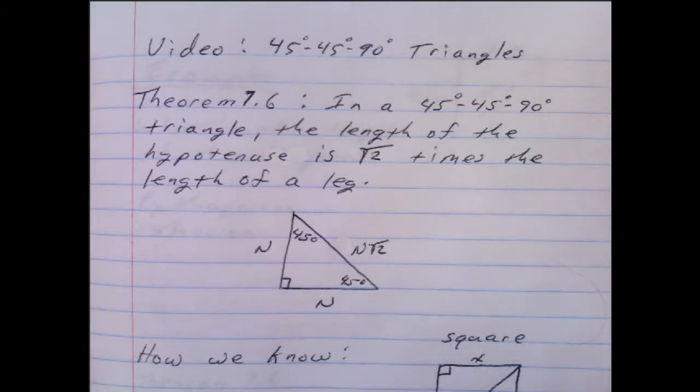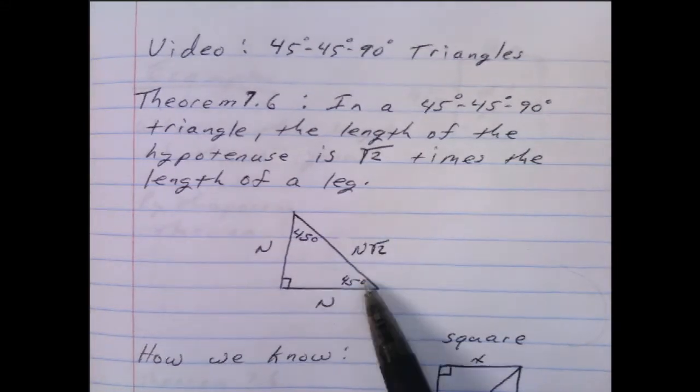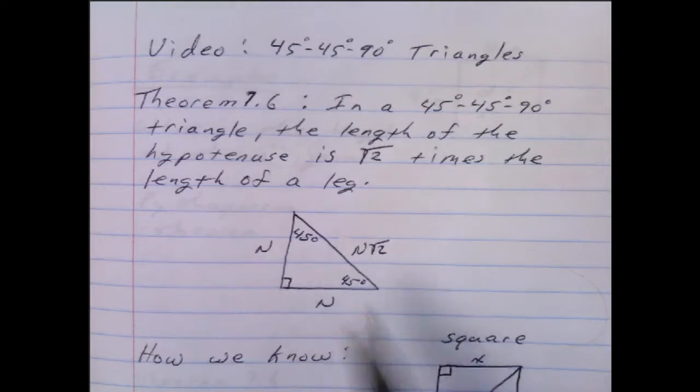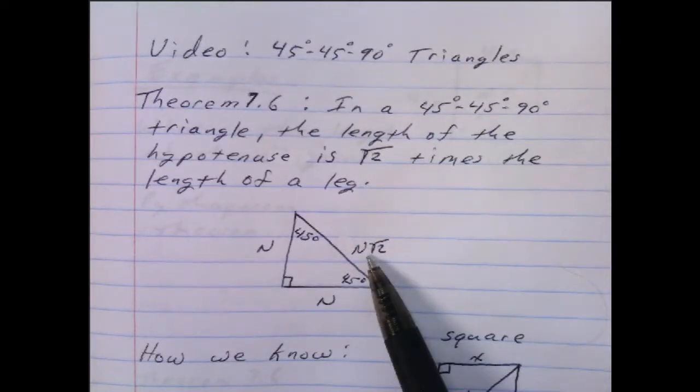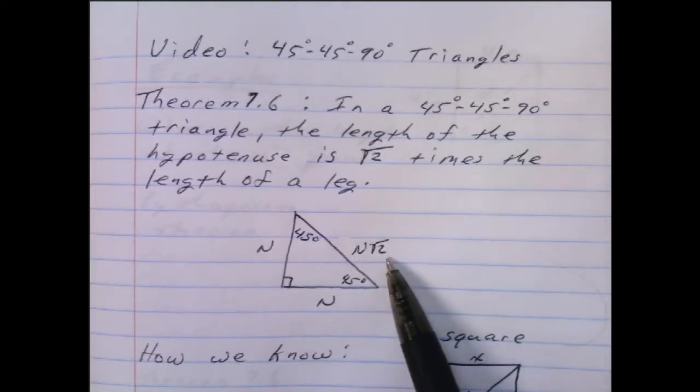times the leg. So we have a 45-45-90 triangle here. So whatever the leg length is, so for this example I have n. For the hypotenuse you're going to take the leg length, n, times your square root of 2.